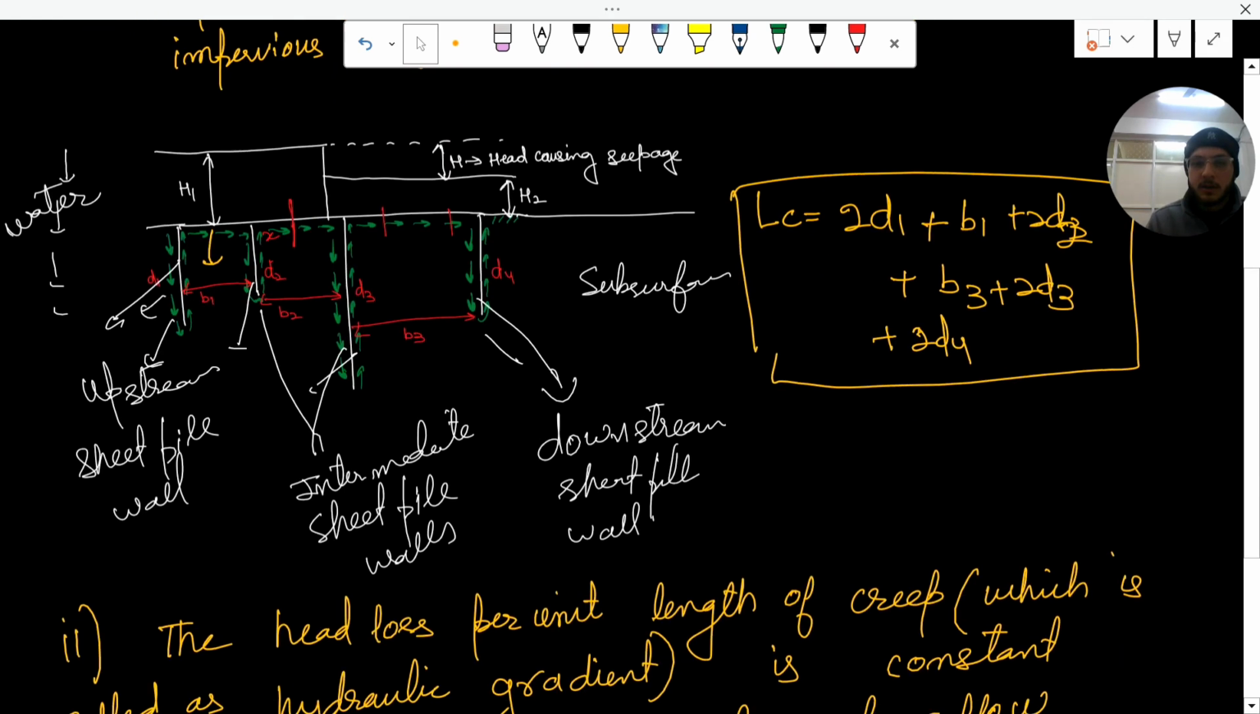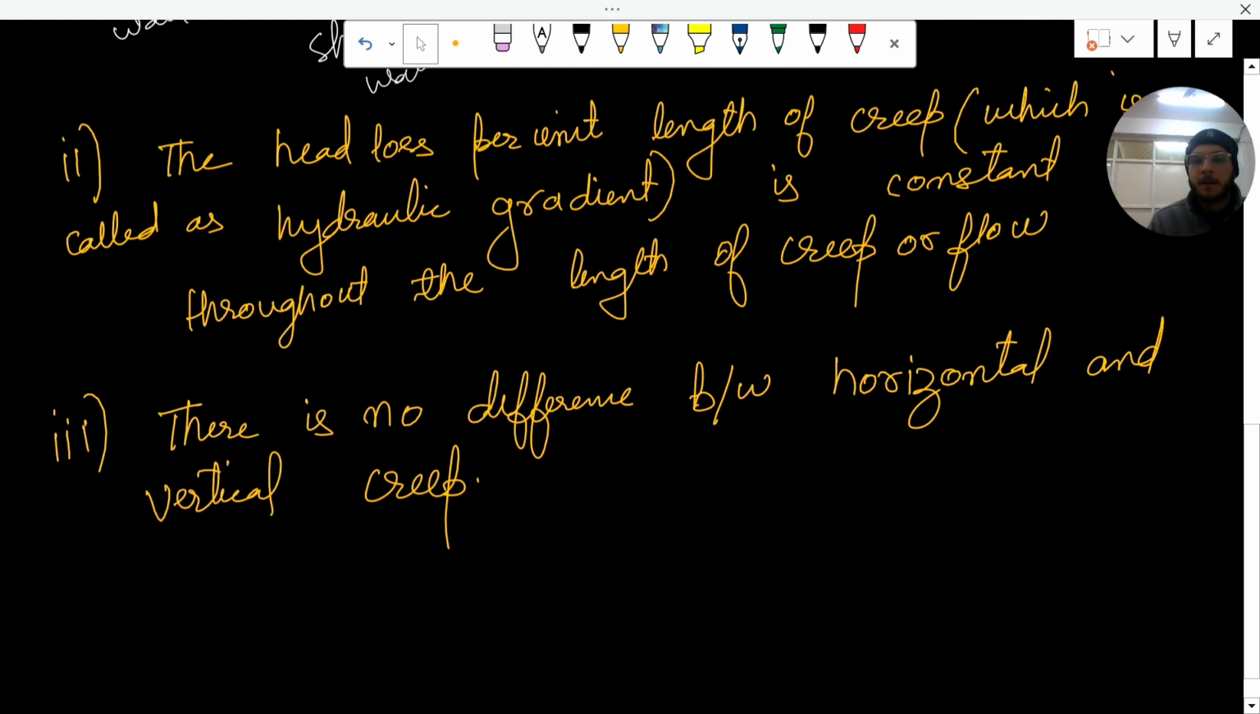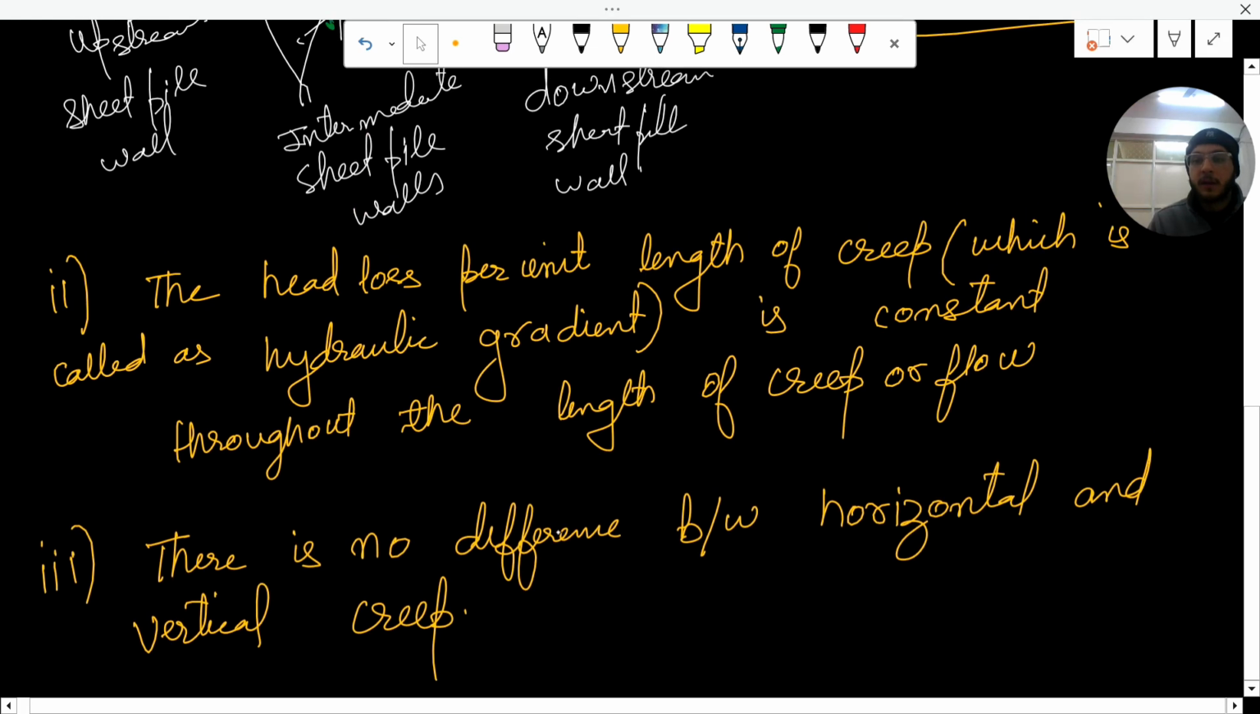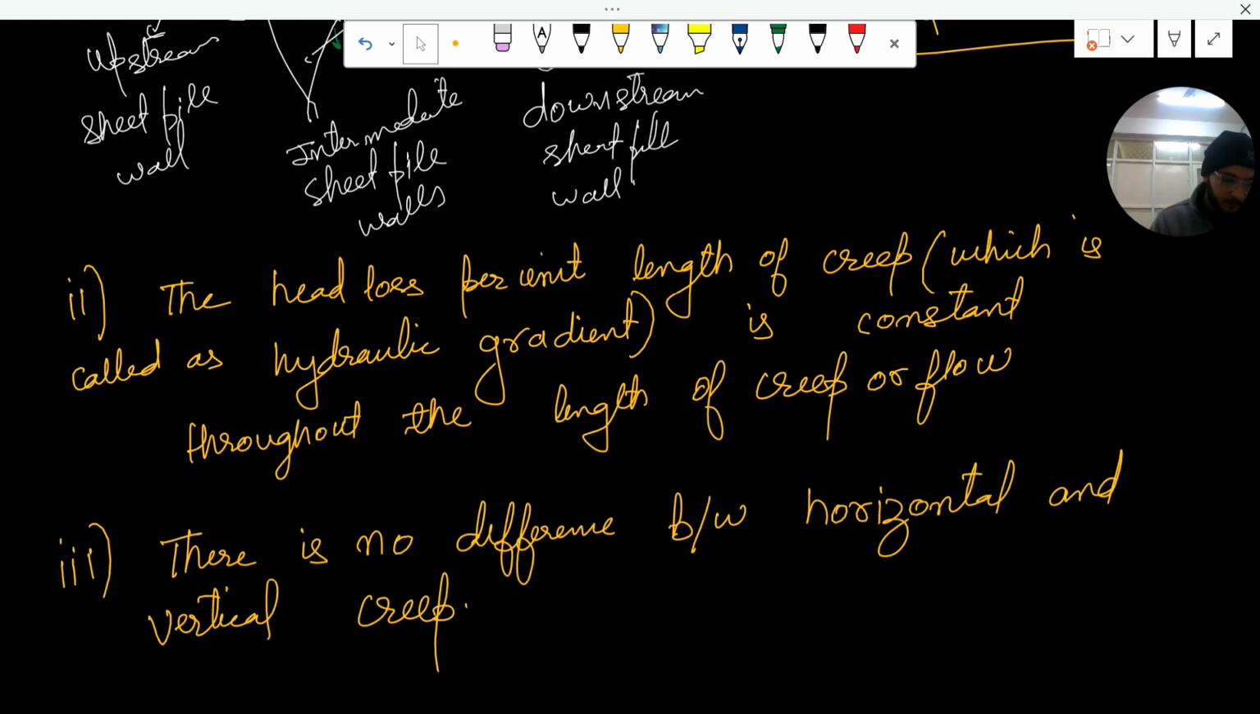So now in this third assumption, Bly says that there is no difference between the horizontal and the vertical creep. But there is a significant difference between the horizontal and the vertical creep, which was later proved by Khosla. So these were the three assumptions of Bly's Creep theory that we understood in this lecture.